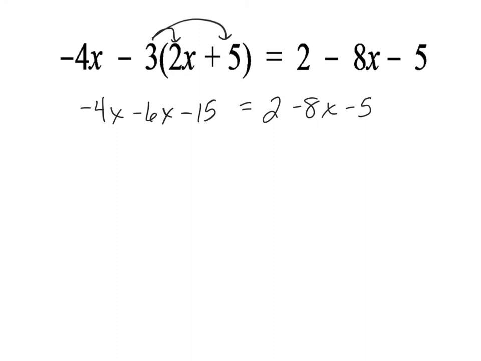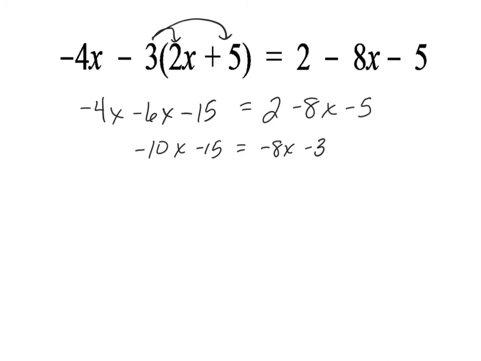So I see a negative 4x and negative 6x. Well, those are like terms. Negative 10x minus 15. And on this side, I got a 2 with a negative 5. So it's negative 8x minus 3. Could you put negative 3 minus 8x? Yeah, we can move these around all we want to, as long as the sign stays with them. All right.